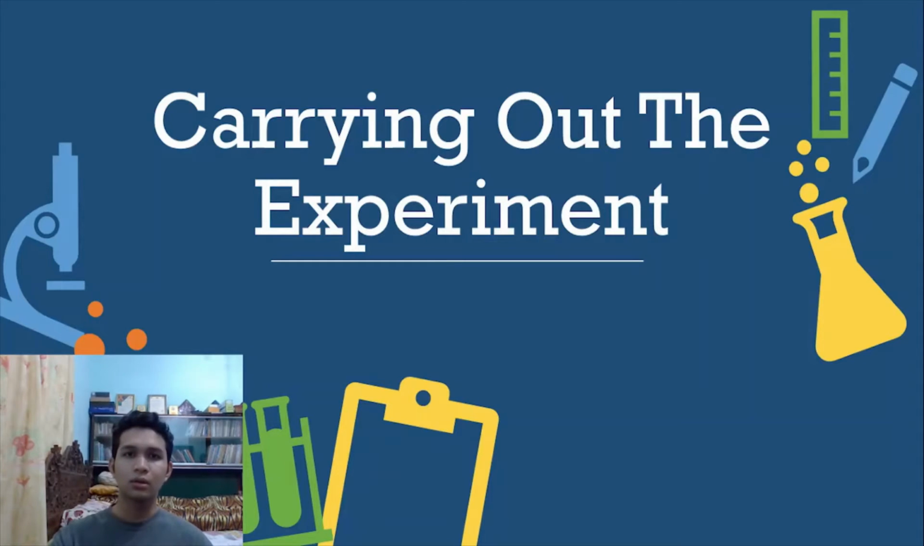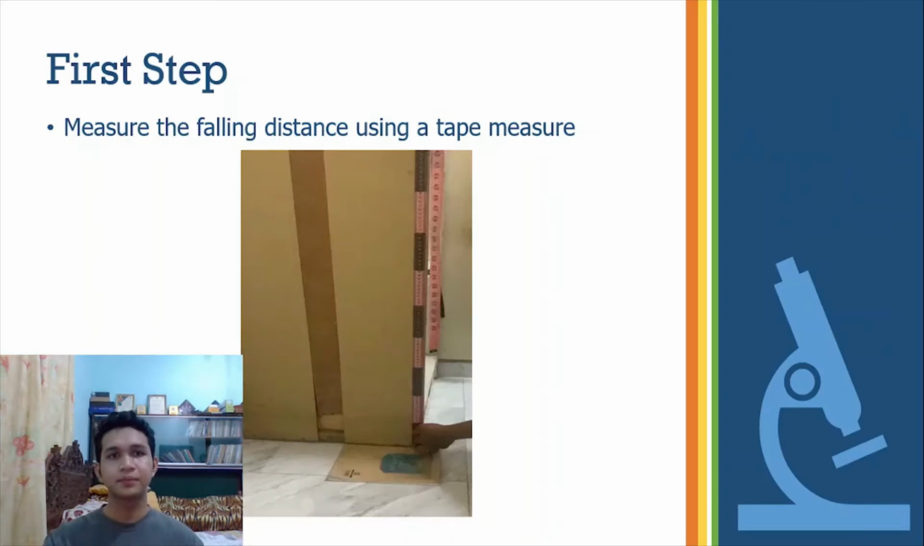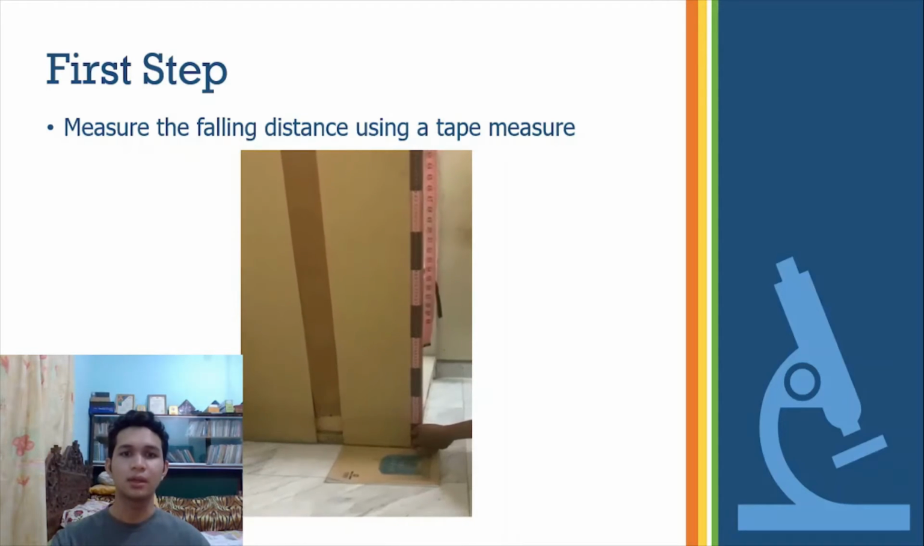Now I will talk about how we carried out the experiment. This is the first step. First, we measure the falling distance using a tape measure. As you can see, there is a video here.